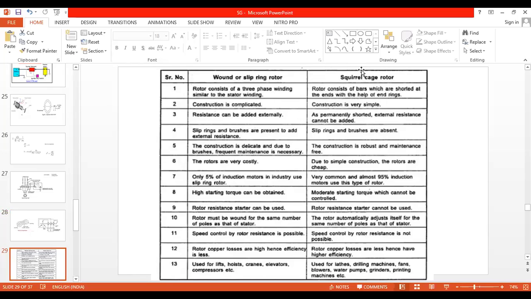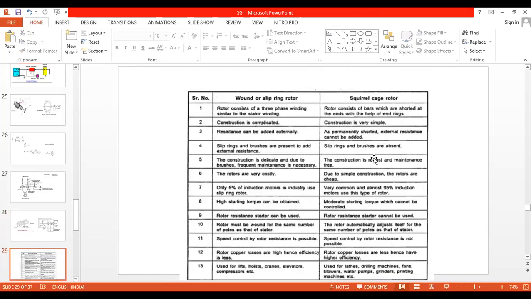Squirrel cage is used for low starting torque and slip ring is used for high starting torque. In squirrel cage we cannot add any resistance, but in slip ring we can add the resistance. That is a major difference. In the slip ring induction motor we can add the resistance. Let me make this one short.